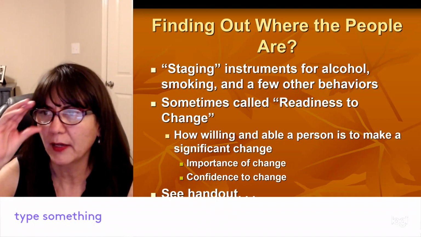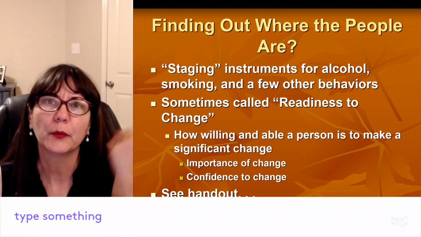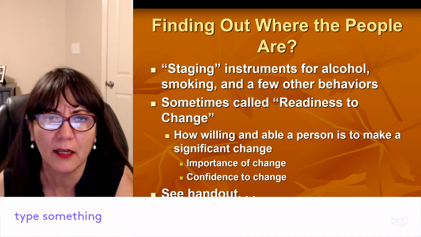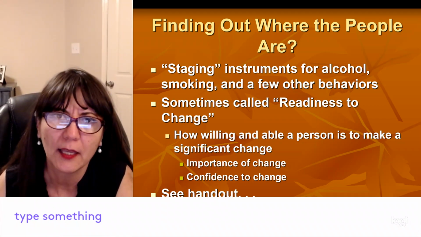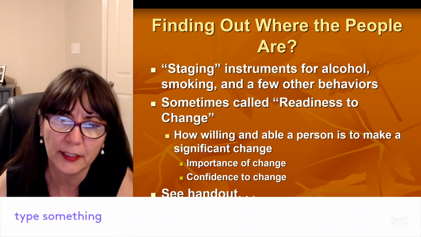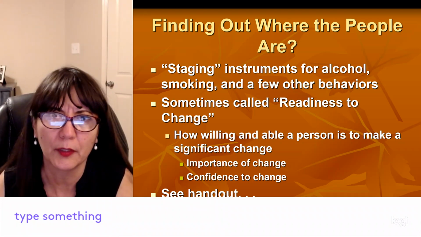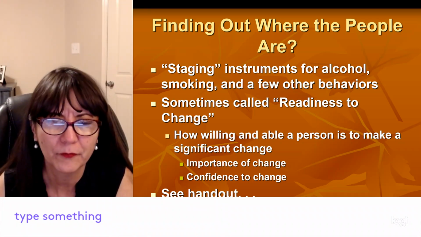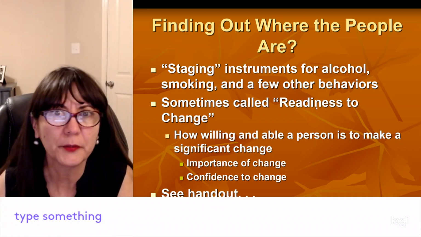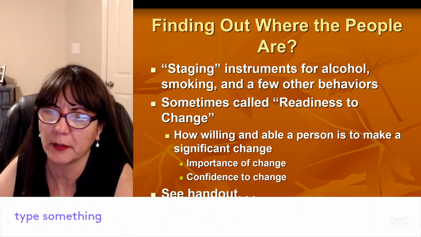Okay. So finding out where the people are. There are staging instruments for alcohol, smoking, and a few other behaviors. And so we know we can easily access these instruments. They're readily available. You can do a Google search. Many of the federal organizations have clearinghouses of different types of assessment tools, and you might find something related to the transtheoretical model or stages of change in relationship to especially the addictive behaviors. So we are trying to look at just a person's readiness to change, right? Are they ready or not? And if they're not ready, what do we need to do to help them get there?